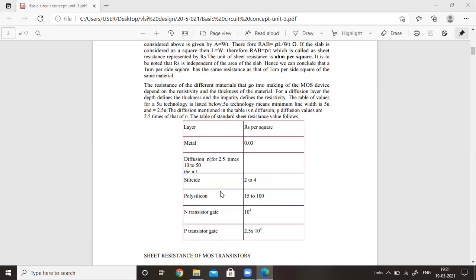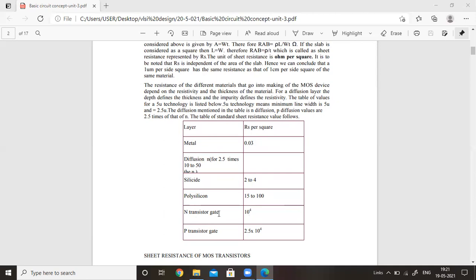Similarly, depending upon this concept, we are going to consider the different layers. There are different layers in this case. For 5 micrometer technology, the metal layer has a resistivity of 0.03 ohm per square. Similarly, the silicide has 2 to 4 ohm per square, the value varies from 2 to 4. Similarly, the polysilicon has 15 to 100.